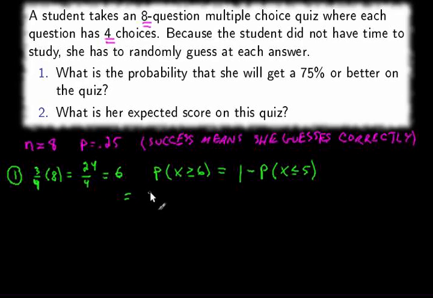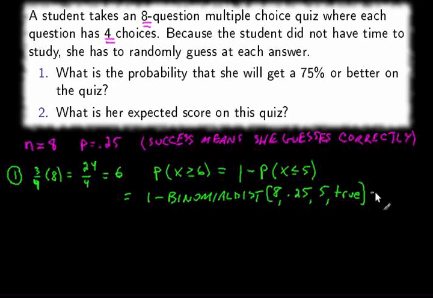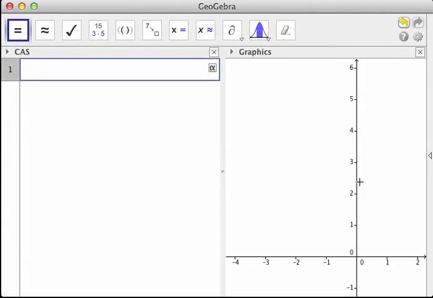So, on GeoGebra, that looks like this. 1 minus binomial dist. Number of trials, 8. Probability of success, 0.25. The number of interest is 5. And we do want a cumulative probability. So, over to GeoGebra, we'll ask for the answer.